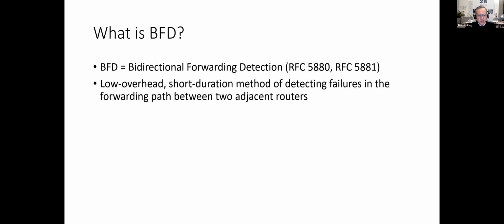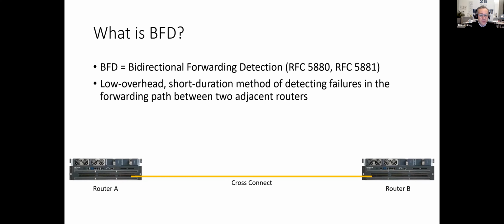If you look into a very short description of what BFD is, and I think I took that from a Cisco documentation, it's a low overhead, short duration method for detecting failures in the forwarding path between two routers. Low overhead means it uses UDP packets, which are sent back and forth between two routers, and it does that in a very short time frame. So you can actually do that in microseconds. At least that is what the RFC talks about.